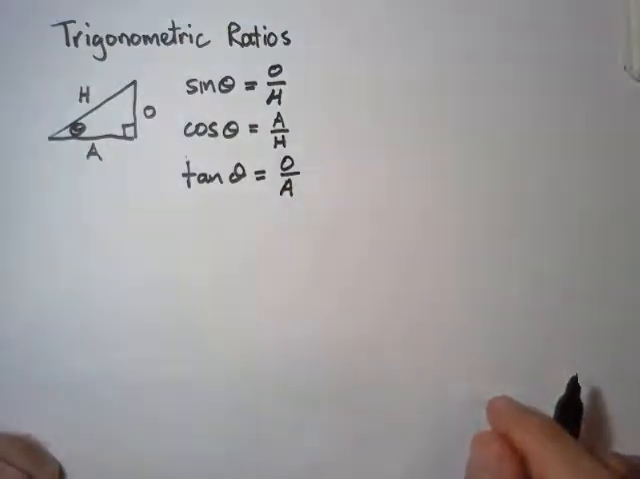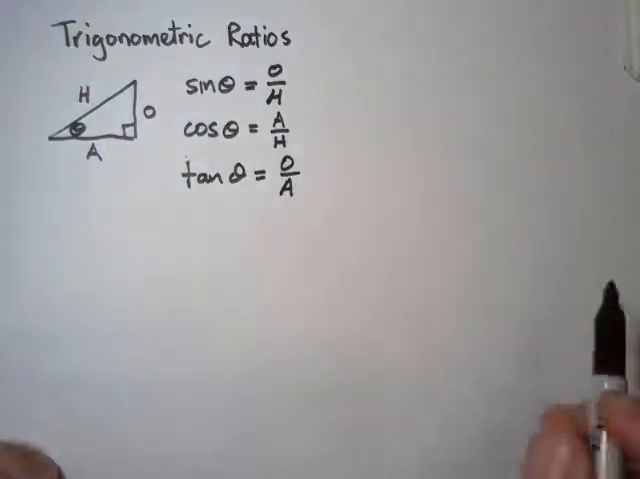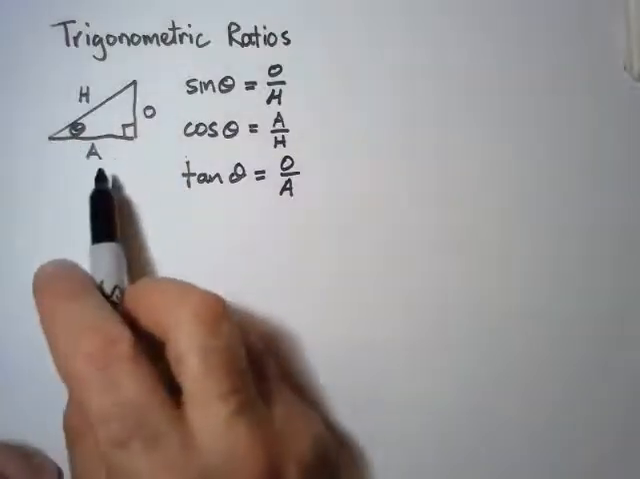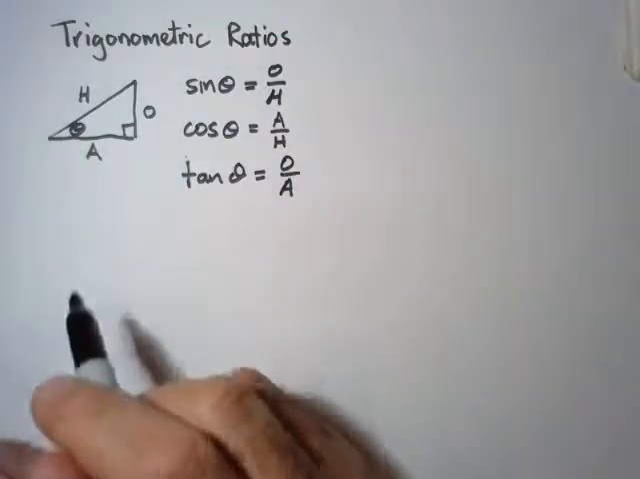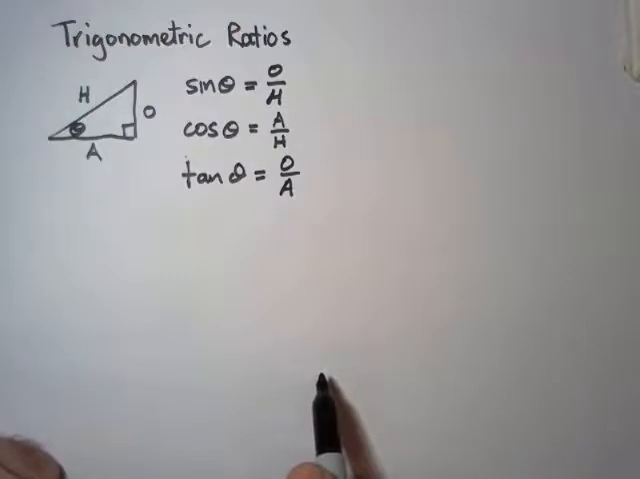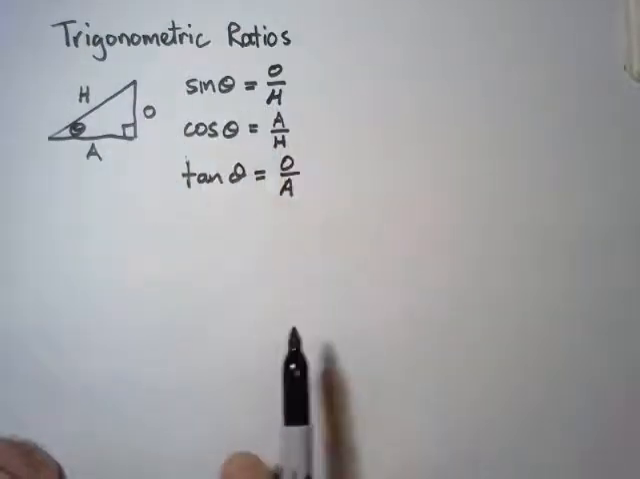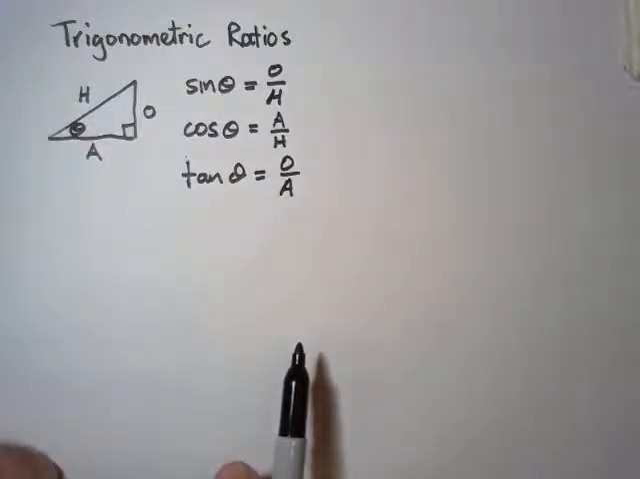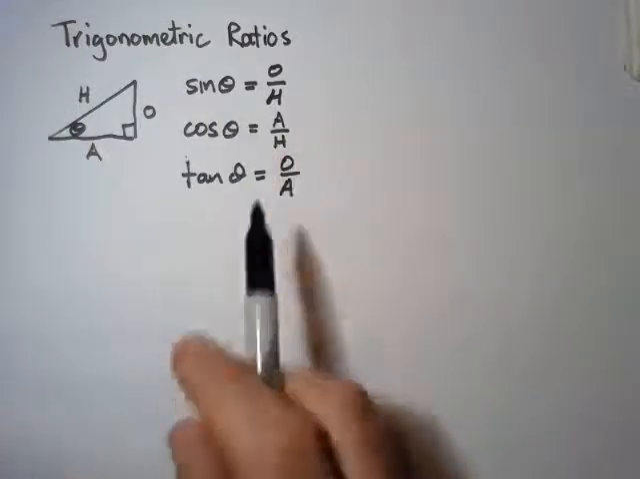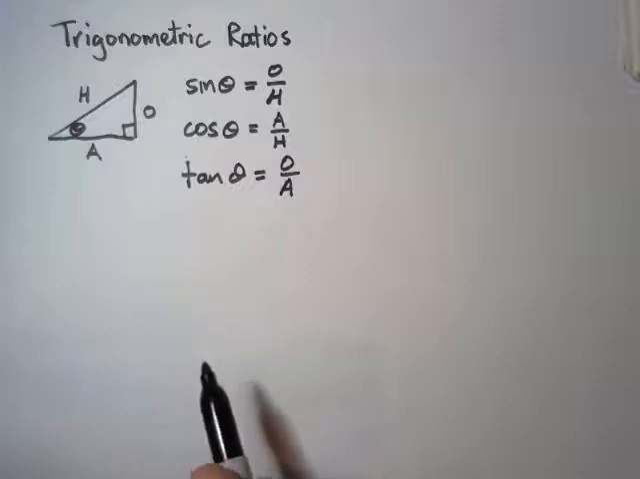Now these are rules that you have to know. So whenever we use any of this, you need to be able to label any triangle and then refer to these formulas to find it. I say a formula, but it's actually just a ratio.